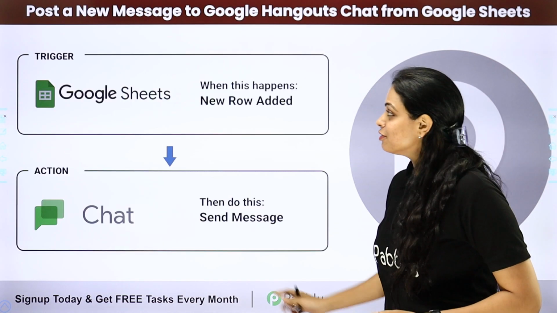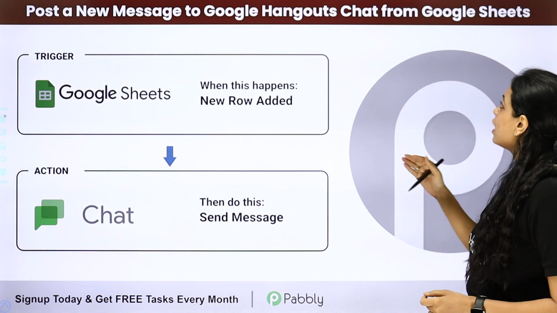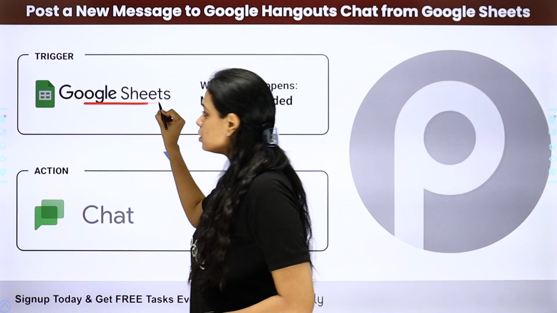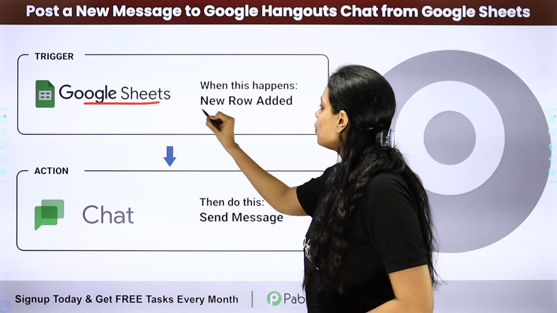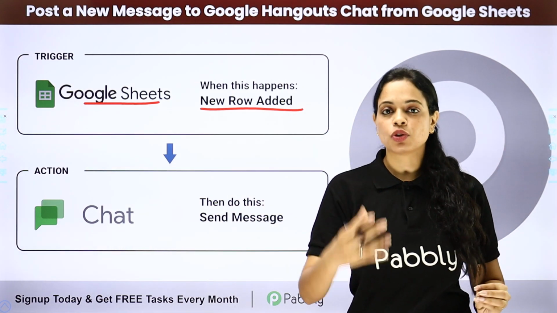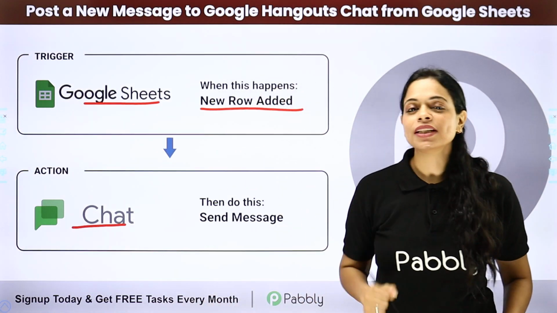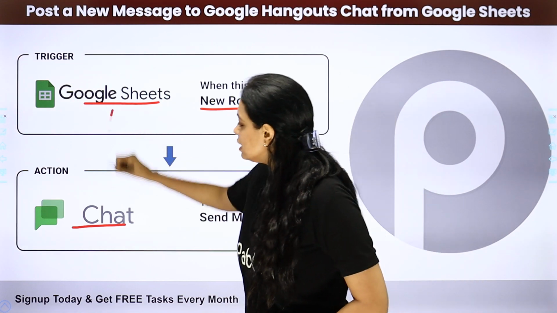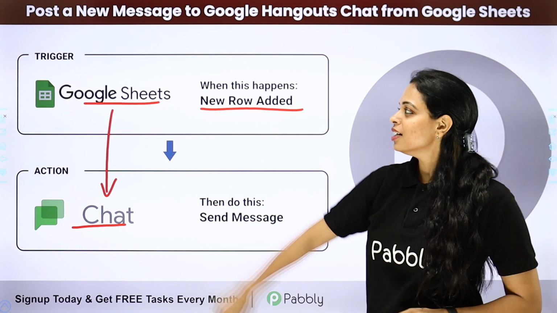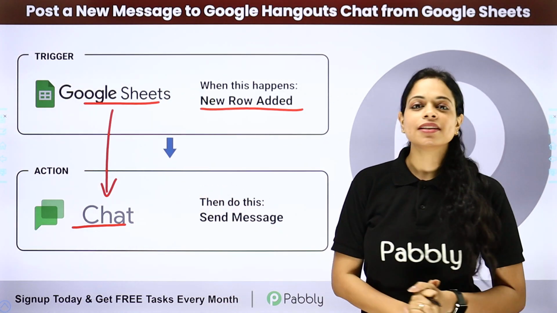So, let's start. The first one that we have here is post a new message to Google Hangouts Chat from Google Sheet. So let's say that you have certain data in your Google Sheet and every time a new row is added here, then the same message would be posted as a chat in your Google Chat Hangouts. How can that be done? For this, you will have to integrate the two applications and the same thing can be done using Pabbly Connect software. So here, your trigger application will be Google Sheets and your action application will be Google Chat.